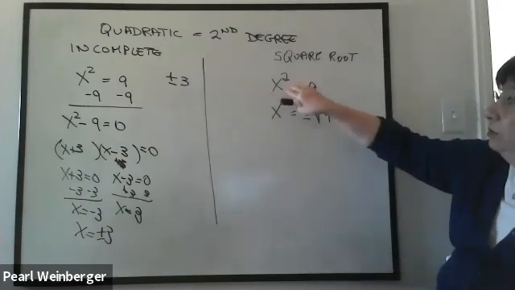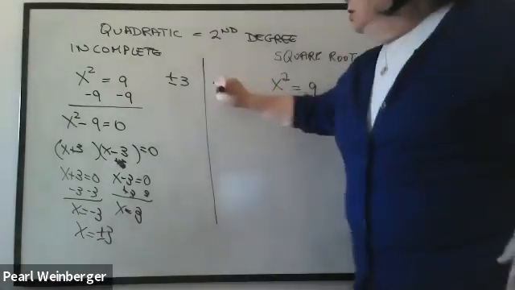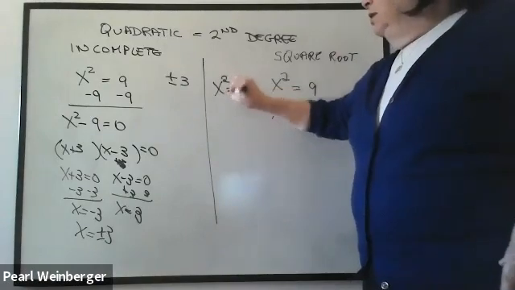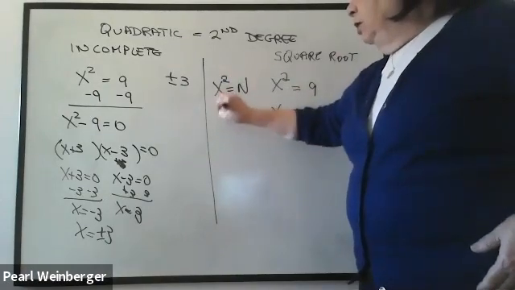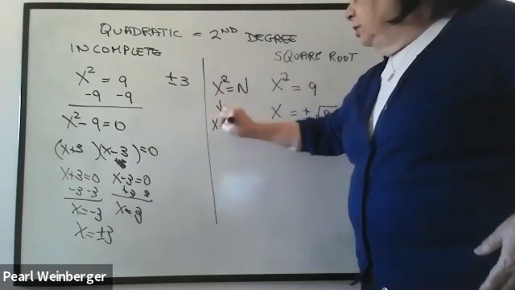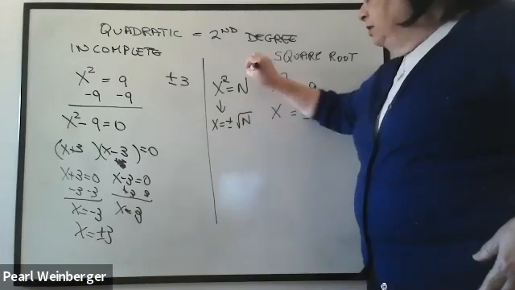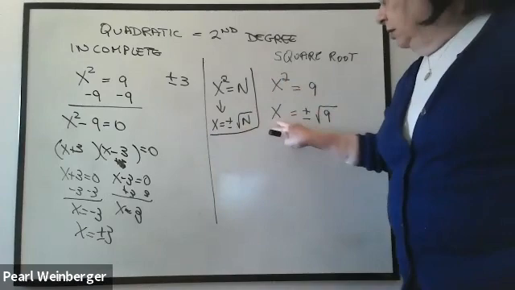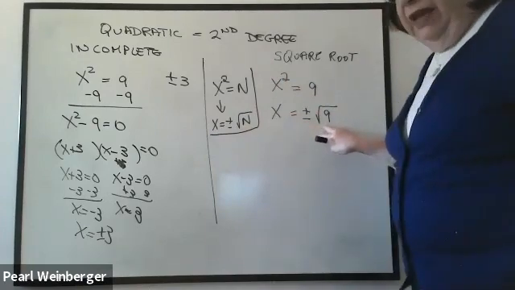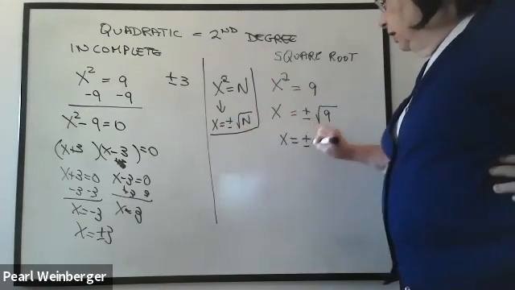In other words, the step from x squared equaling some number, let's call it n, the next step always goes x equals plus or minus the square root of that number. That's the method that's called the square root method. Now we know what the square root of 9 is, it's 3. So that right away gives us x equals plus or minus 3.